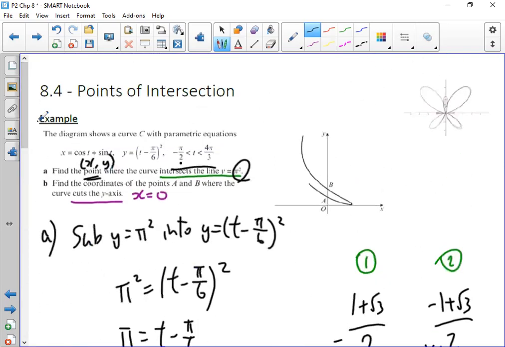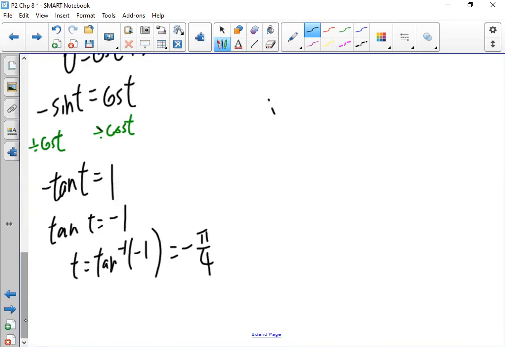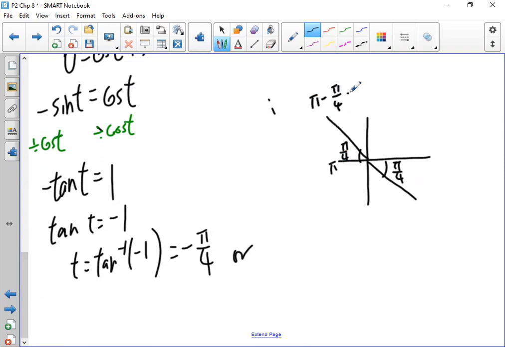But we need two values because of points A and B. Therefore, I need to use my class diagram. Pi over 4 in here. When t is negative, the other value is here. So that's pi. So this value is pi minus pi over 4, which is 3 pi over 4. So t equals negative pi over 4 or 3 pi over 4. So that's the two t values.